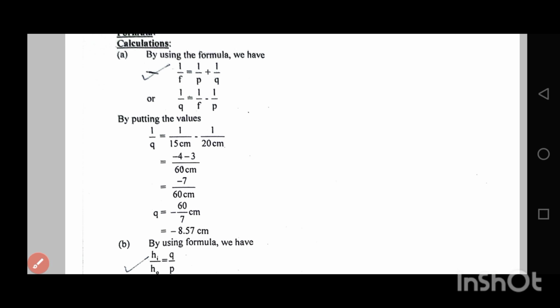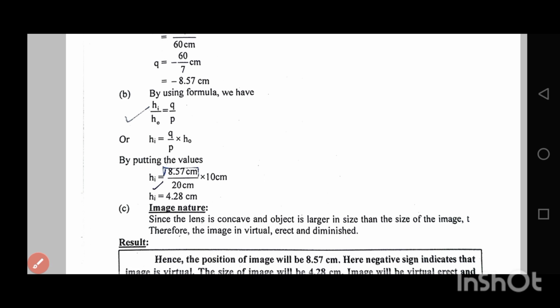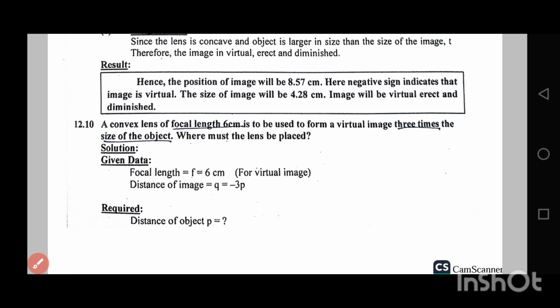So dear students, now we need to calculate height of image. So hi over ho is equal to q over p, and after simplifying we get the formula hi is equal to q over p multiply ho. By putting the values, we get the result, height of image hi is equal to 4.28 centimeter. Now we discuss the nature of the image. Since the lens is concave and object is larger in size than the size of image, therefore the image is virtual, erect and diminished. So dear students, now we discuss numerical 12.10.